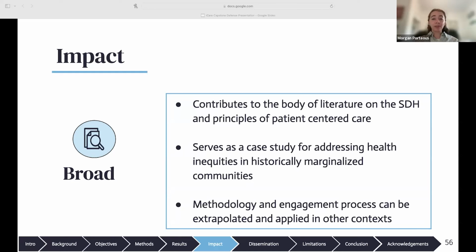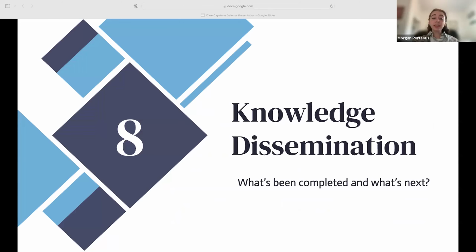The broad impact of this contribution is that, in theory, the methodology and engagement processes from this case study could be extrapolated and applied by researchers in different environments to help address their most prevalent social determinants of health and to create health interventions that are specifically tailored to their unique circumstances. These intended impacts will only be actualized if we share our results through knowledge dissemination strategies. To do so, we've devised the following plan.